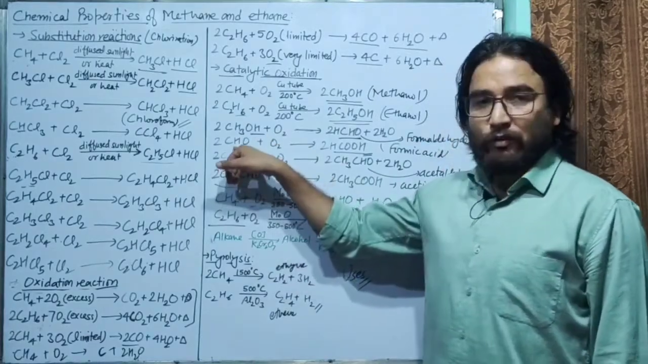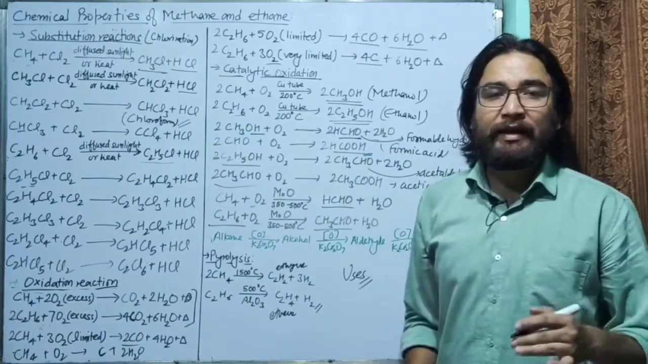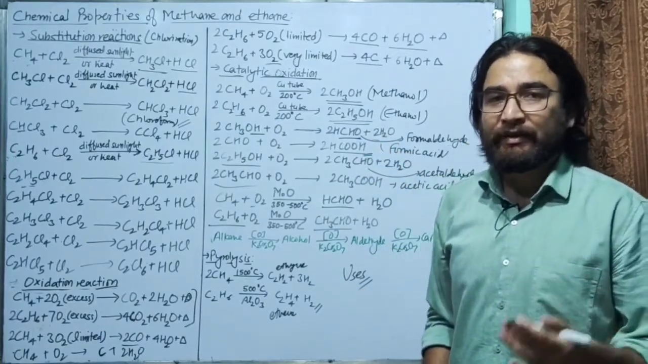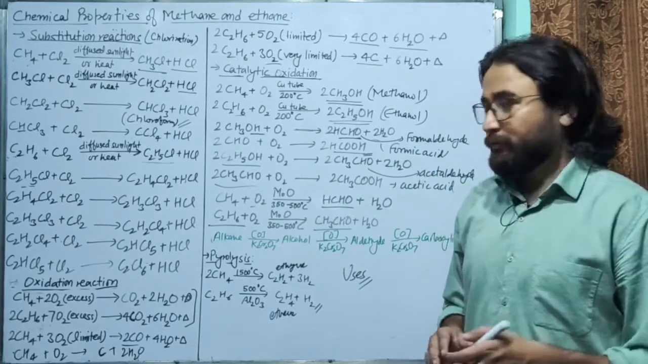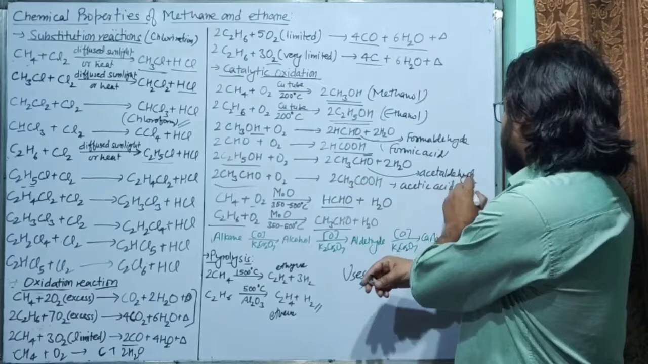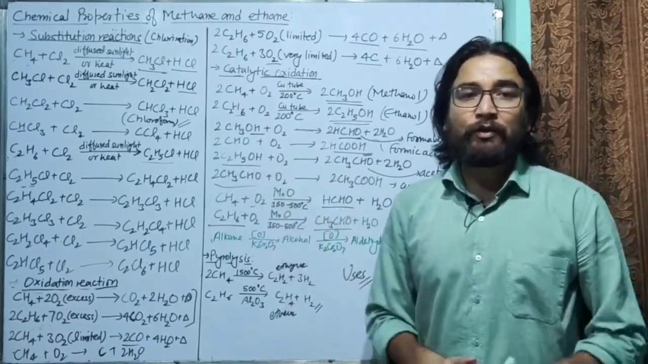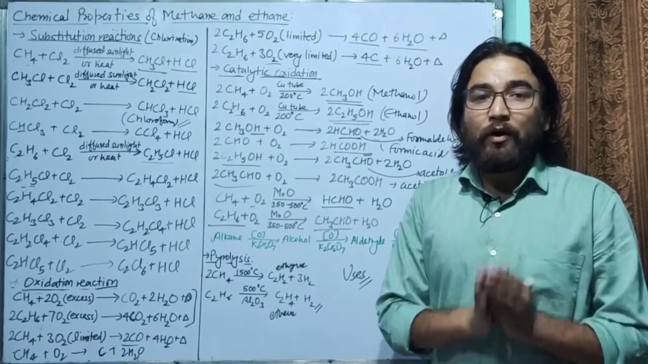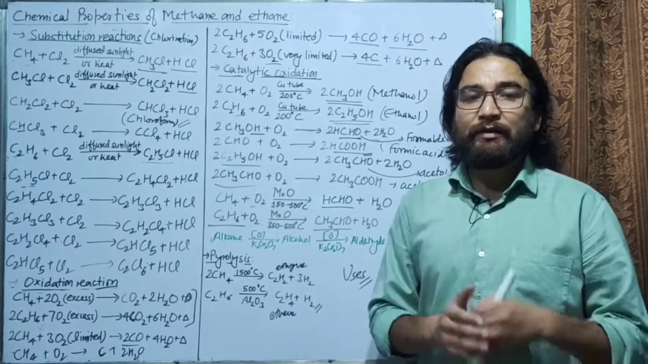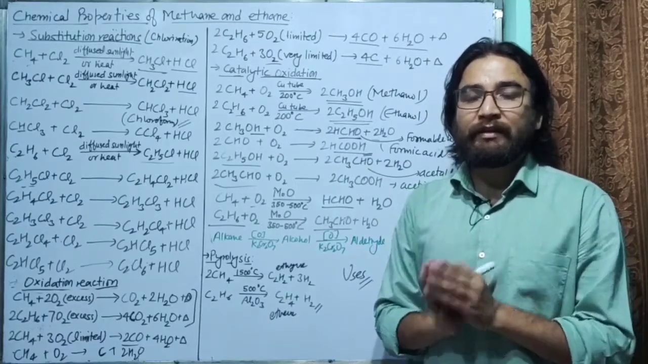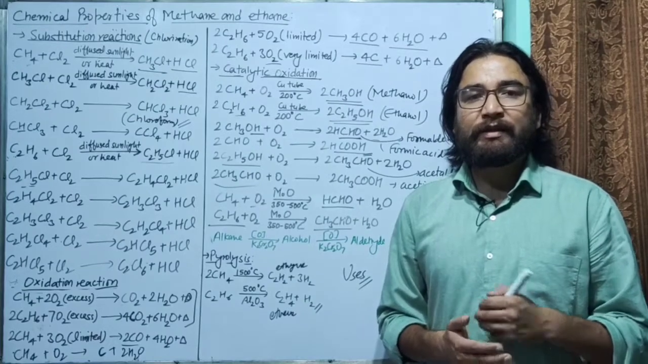Now there are so many more uses, they are used for formaldehyde. Formaldehyde is also used as an antiseptic. Similarly, formic acid is also prepared. Then acetaldehyde and acetic acid can also be prepared from ethane. So these are some uses. Now one of the most important uses is as a fuel. The hydrocarbons are very good fuels. So methane and ethane are also used as a fuel. So these are the uses of methane and ethane.